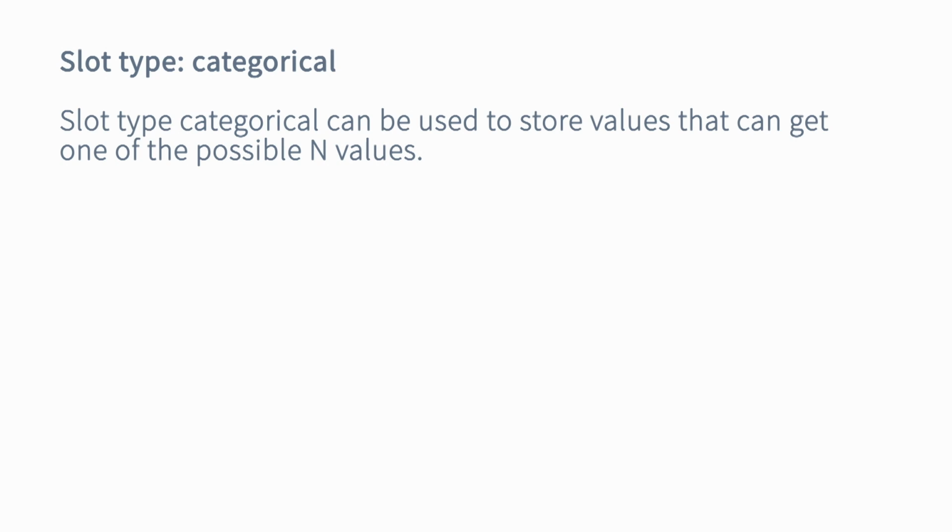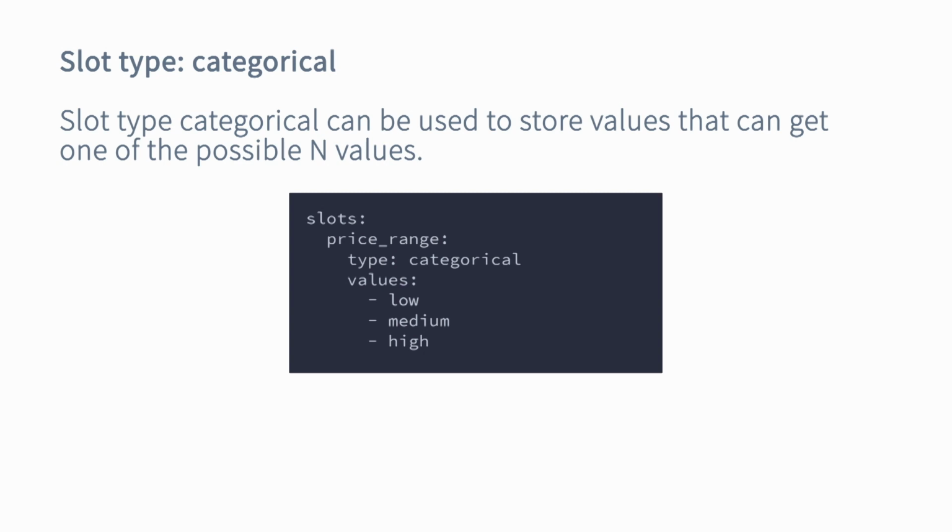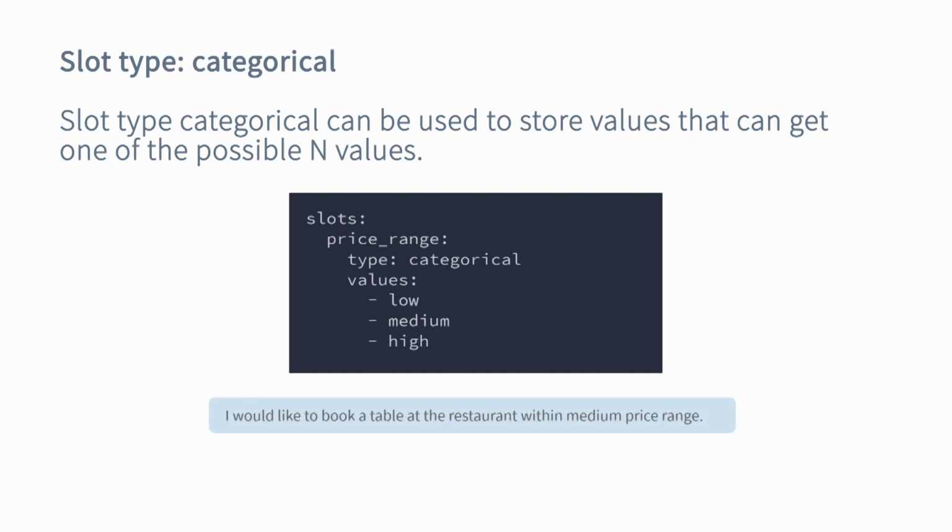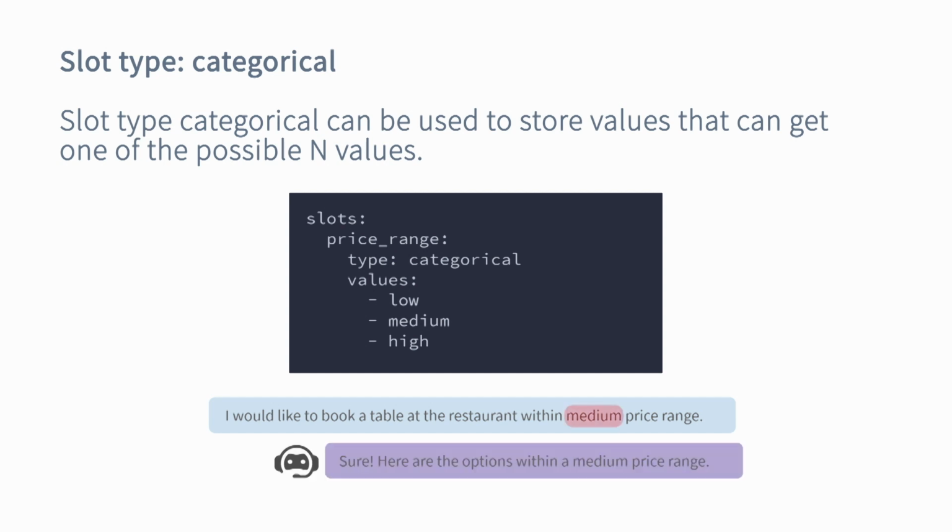Moving on, the next slot type available in Rasa is a categorical slot. Categorical slot is perfect to store the values that can get one of possible n values. This slot can also influence the conversation, and here again the value of the slot will be the important piece that will influence how the conversation goes. A very simple example of how the slot can be used is a restaurant booking assistant. The user would like to get a table in a restaurant that is within the medium price range. Assistant extracts the detail as a slot and uses that to make the search a little bit more specific.